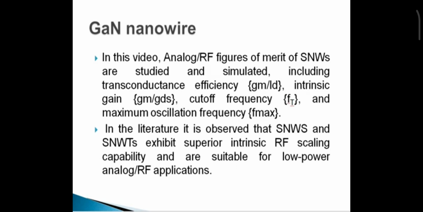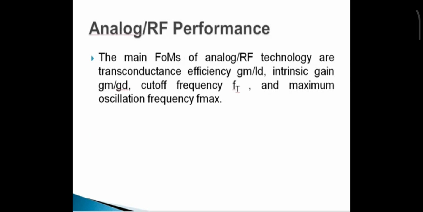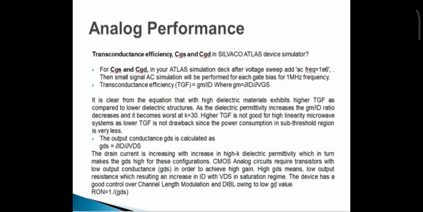In the literature, it is observed that silicon nanowires and silicon nanowire tubes exhibit superior intrinsic RF scaling capability and are suitable for low power analog RF applications. The main figures of merit of analog RF technology are transconductance efficiency Gm divided by ID, intrinsic gain Gm divided by GDS. This is not GD, this is GDS. Gm divided by GDS, cutoff frequency Ft, and the maximum oscillation frequency Fmax. First, we will discuss the analog performance.